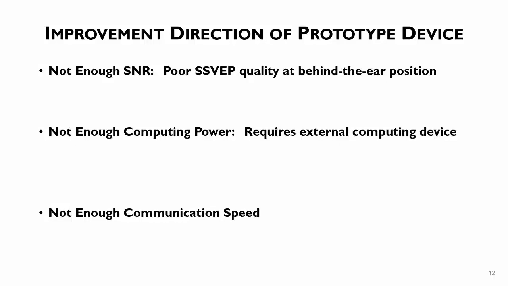So now we can declare the improvement direction for the prototype device. There are 3 points to be improved. First, not enough signal-to-noise ratio, that is, poor SSVEP quality at the behind-the-ear position. Second, not enough computing power; it requires an external computing device. And third, not enough communication speed.